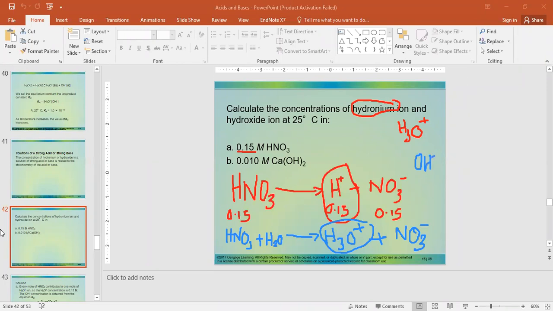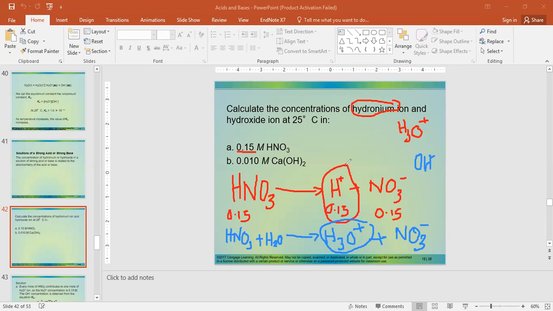Okay? So if we are given 0.1 mole of nitric acid, then the concentration of the hydronium ion is going to be 0.15 molar. Now the question is, calculate the concentrations of hydronium and hydroxide ion.